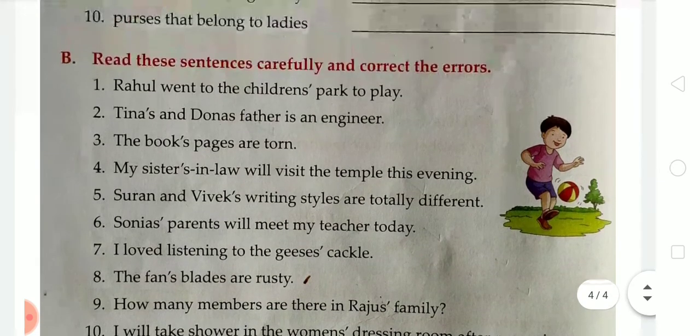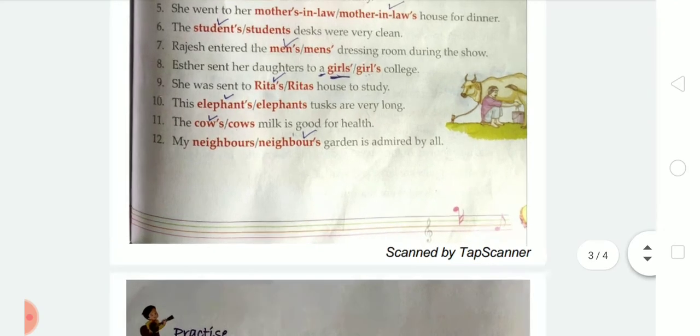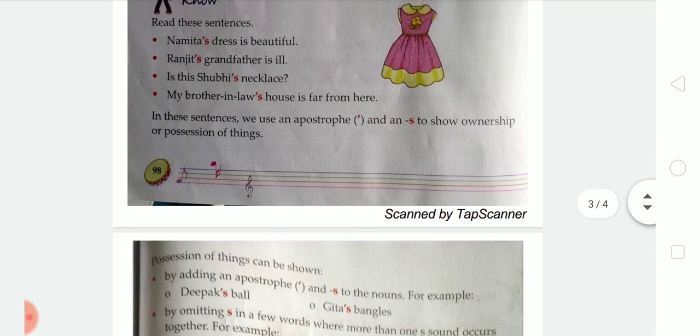Student, I hope it is clear to you how to use the apostrophe in any word. Okay, in any word. Student, I hope this topic will be clear to you.